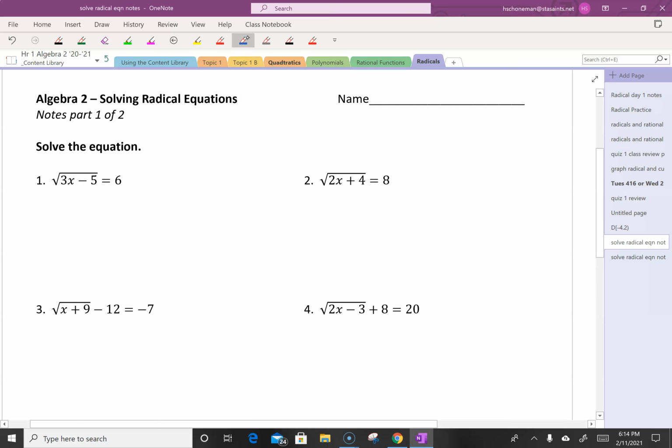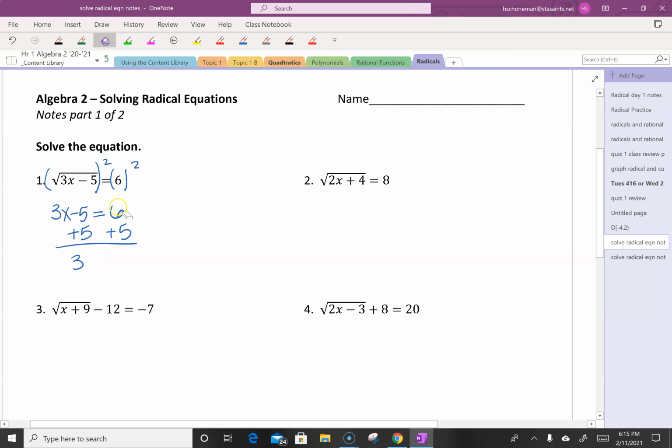Okay, this first video is solving radical equations, and this is part 1 of 2. So when we solve radical equations, the goal is to get rid of the radical, and if we can get the radical by itself on one side of the equation, we can get rid of the radical by squaring both sides. So on the left, when I square the radical, I'm just left with what's underneath, so I get 3x minus 5 equals 6. So then to solve, I'm going to add 5 to both sides.